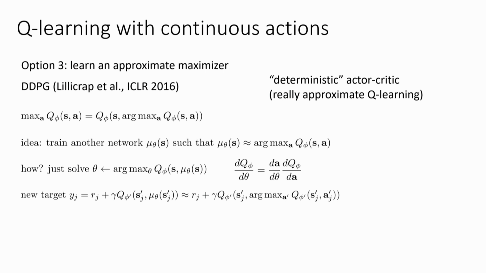So essentially treat your mu as though it was an argmaxer, and you train it to be a good argmaxer by following this gradient. So it's kind of a deep learning solution to an optimization problem.